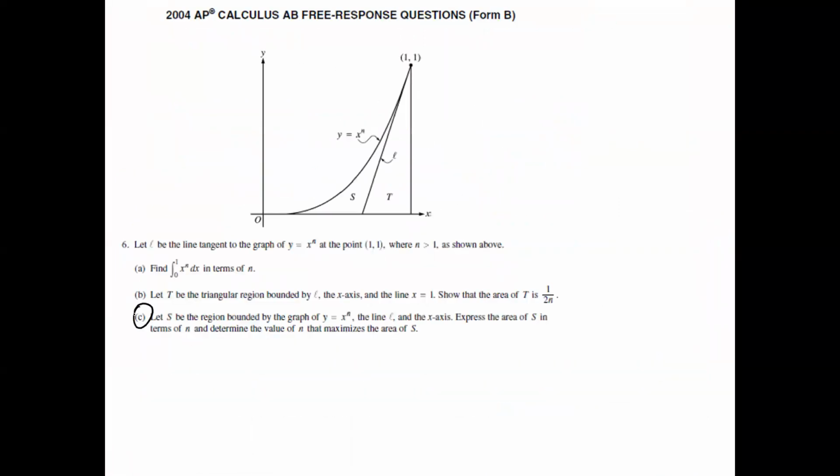All right, let's take a look at the last part. It says, let S be the region bounded by the graph y equals x to the n, the line L, and the x-axis. You have line L, and you have the x-axis. Express the area of S in terms of n and determine the value of n that maximizes. And when I think about maximizing something, I think about the first derivative of something. So the first derivative of area, set it equal to 0, find the critical points.